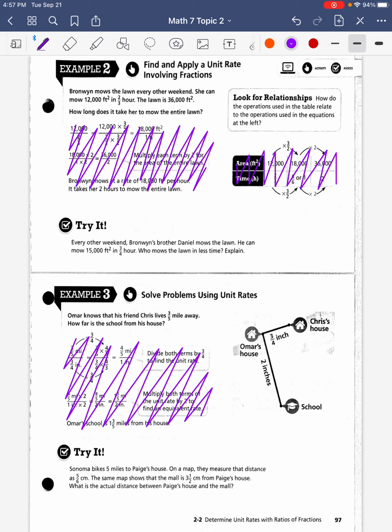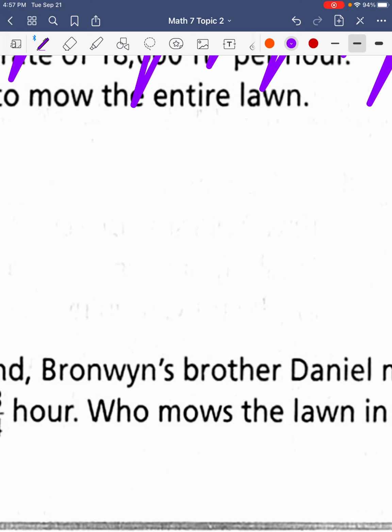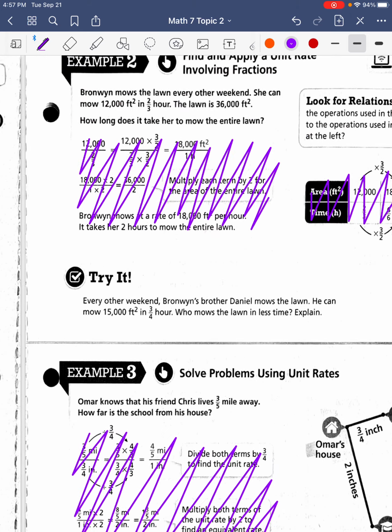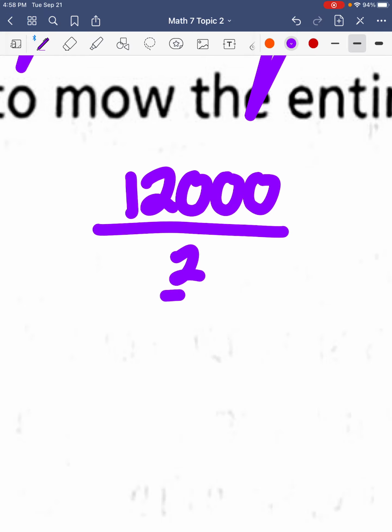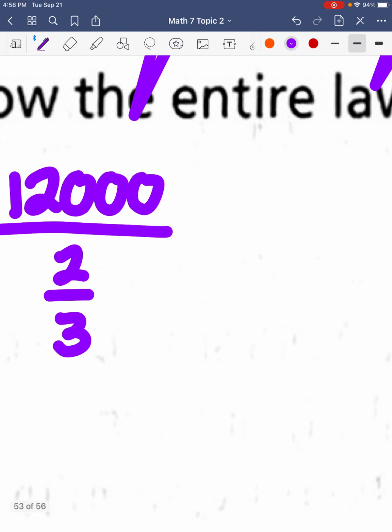So I crossed out some stuff, but we're going to show our work down here where we have some extra space. And it told us in here that she can mow 12,000 square feet in 2/3 of an hour. So we're going to start there. So 12,000 square feet in 2/3 of an hour.